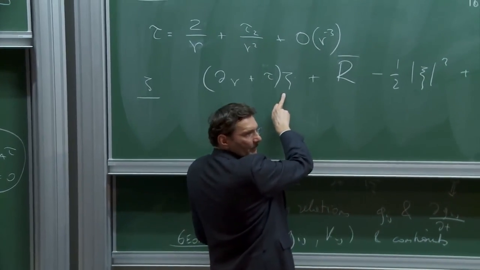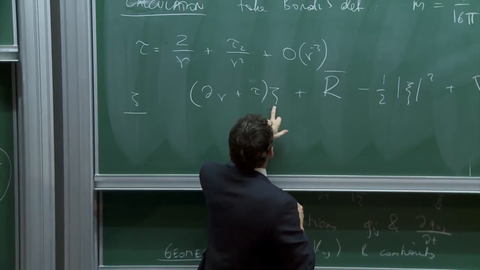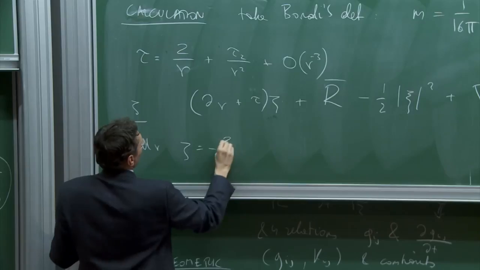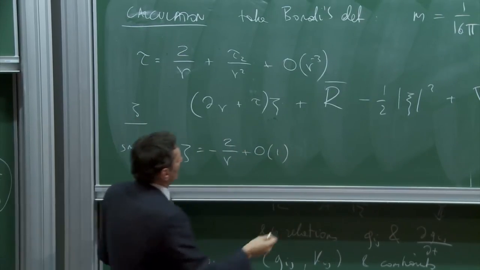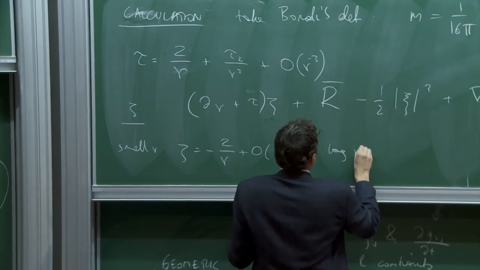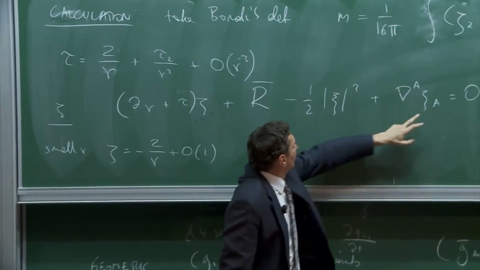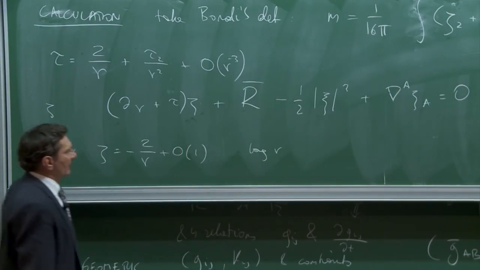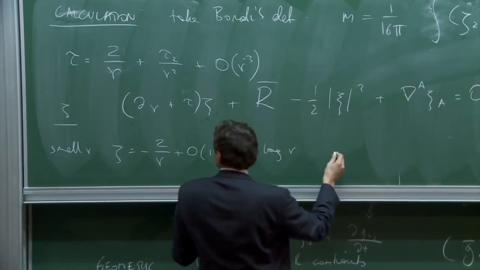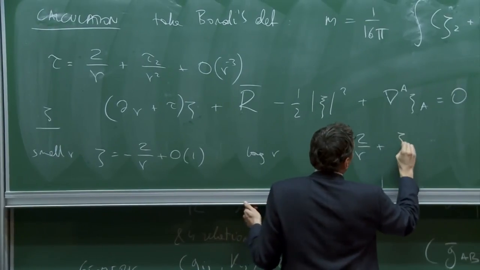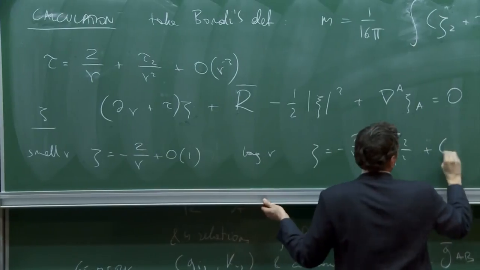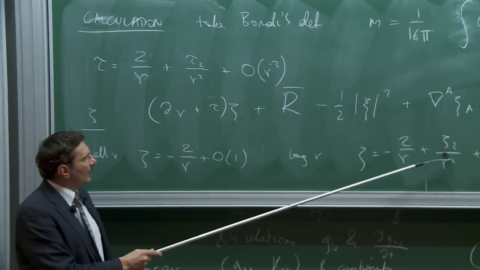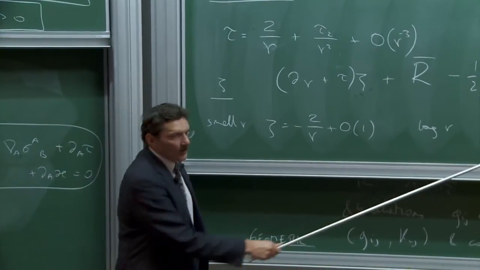So you can integrate this equation with the right boundary values at the origin. And in fact, for small r, you know that zeta is equal to minus 2 over r plus o of 1. And for large r, just by analyzing this equation, once you know zeta, you can calculate this. You know the two-dimensional metric, you know what tau is. You just integrate radially, and you get zeta, right? And so for large r, zeta is equal to minus 2 over r plus a zeta 2 term over r squared plus o of r to the minus 3. Okay. So now zeta 2 is this coefficient which appears in the expansion of zeta for large r.